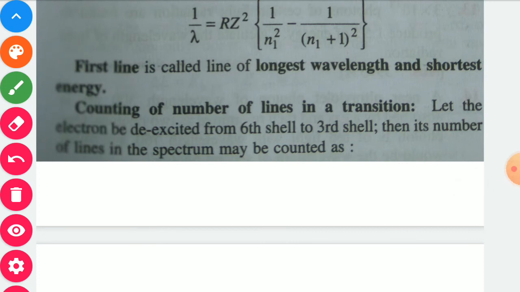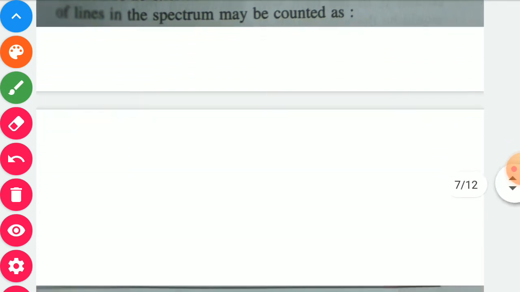Counting the number of lines in a transition. Transition means when an electron moves from one energy level to another, that may be from a lower energy level to a higher energy level, or from a higher energy level to a lower energy level. Let the electron be de-excited, which means it moves from a higher energy level to a lower one, from the sixth shell to the third shell. Then its number of lines in the spectrum may be counted as follows.